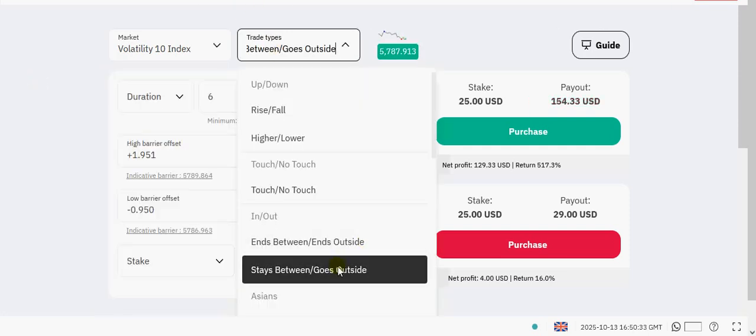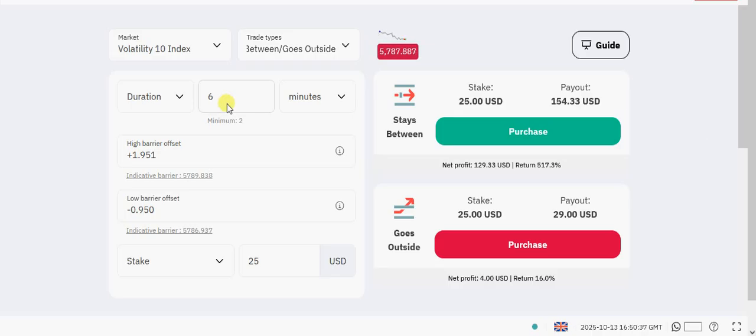For the trade side, you go to Stays Between / Goes Outside, you click on it, and you set your duration to 6 minutes. You're going to be setting the high barrier offset to plus 1.951, and the low barrier offset to minus 0.950. So we are going to be clicking on Goes Outside.